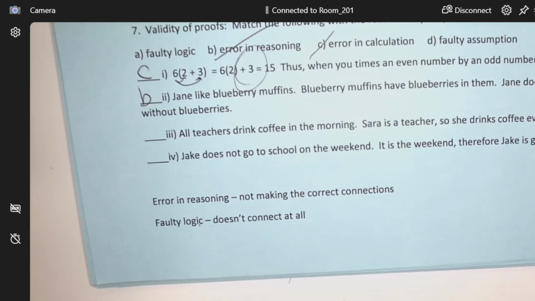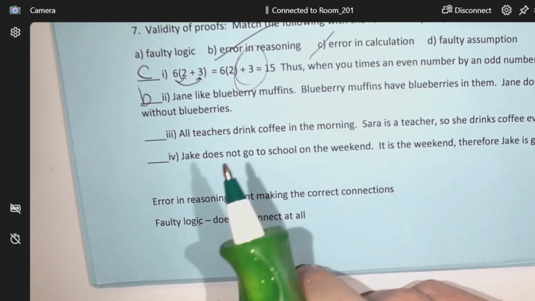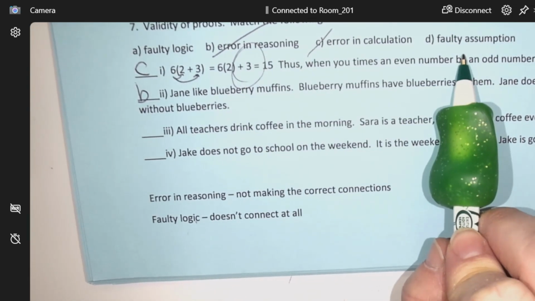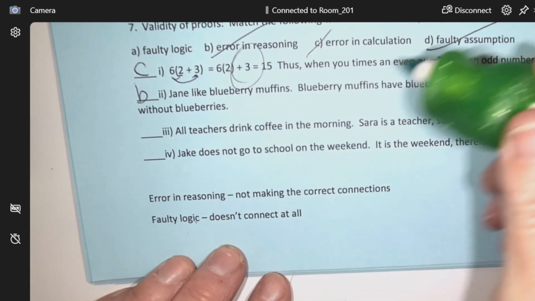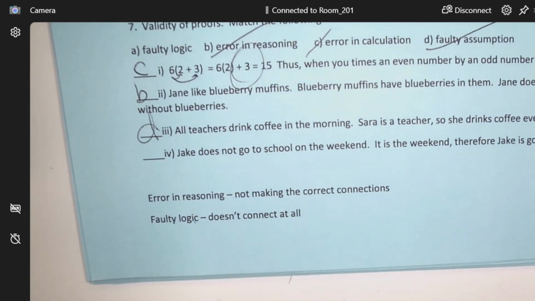All teachers drink coffee in the morning. Sarah is a teacher, so Sarah drinks coffee every morning. So that is a faulty assumption, because you're assuming that all teachers are drinking coffee, which they don't, because I don't.